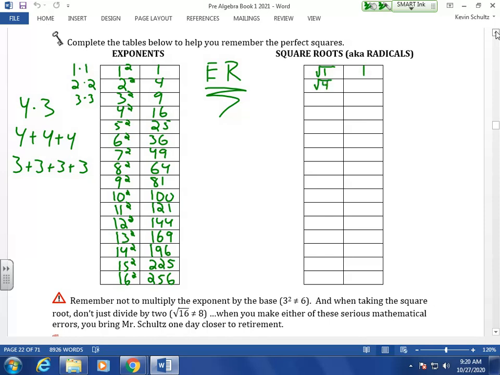The root of 4 is 2. And the root of 9 is 3, right? So if you look across from one table to the next here, 3 squared is 9. The root of 9 equals 3. Tell me how exponents and radicals are opposite operations here. What do I mean when I say that one undoes the other?